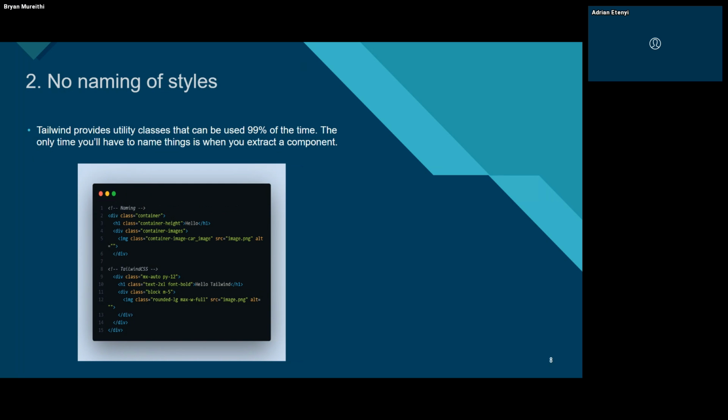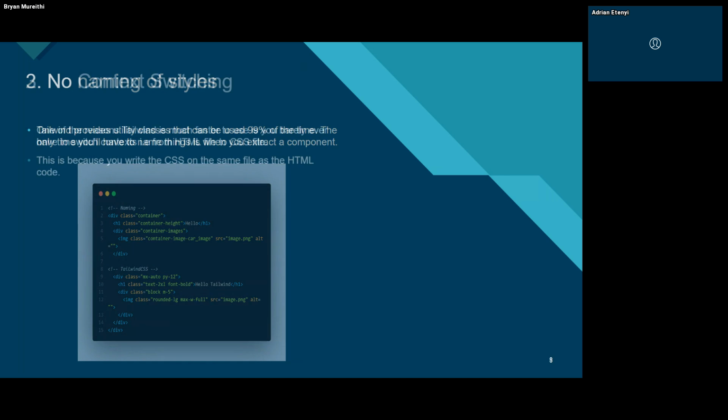You just style using these utility classes. So mx-auto, that is the margin for the horizontal, set it to auto. py, that's padding for top and bottom, set it to 12. I'm going to explain all that. So let's go to the next.